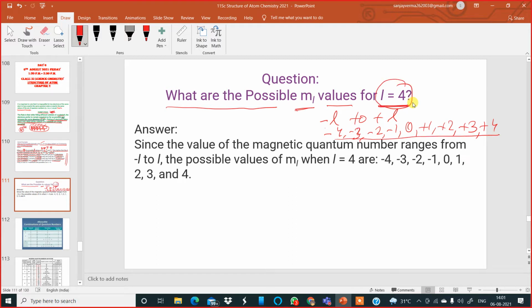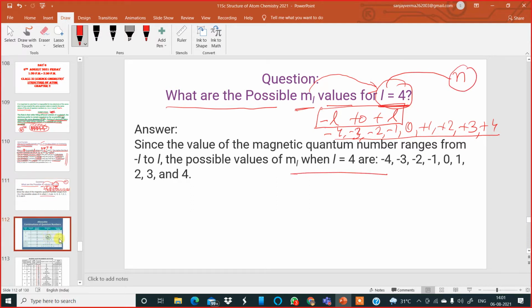Okay, so this is what we must remember over here. This is very important. Okay, so we know that ML, the magnetic quantum number, is dependent on the azimuthal quantum number, and this azimuthal quantum number is dependent on the principal quantum number. Okay, now so the answer is already solved.